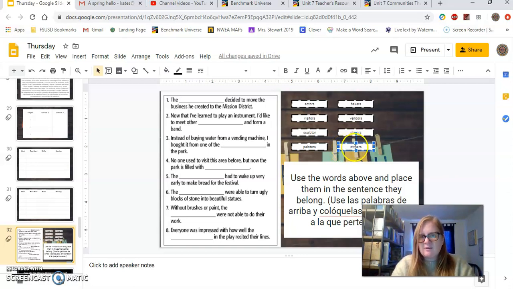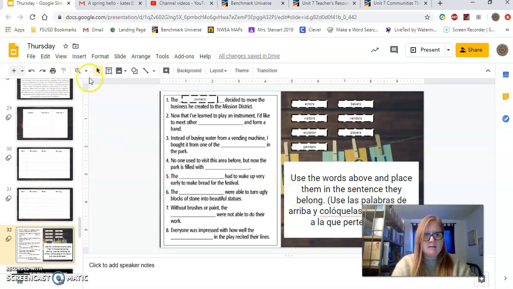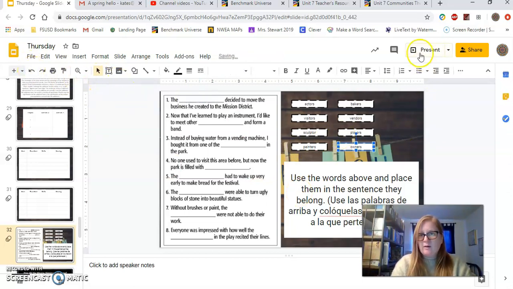So what I would do is I would click on it, and once I see this cross arrow, that means I can move it. So I'm gonna drag it over right up here. Owners. Okay. I'm gonna go back so that way you guys can go ahead and do it.